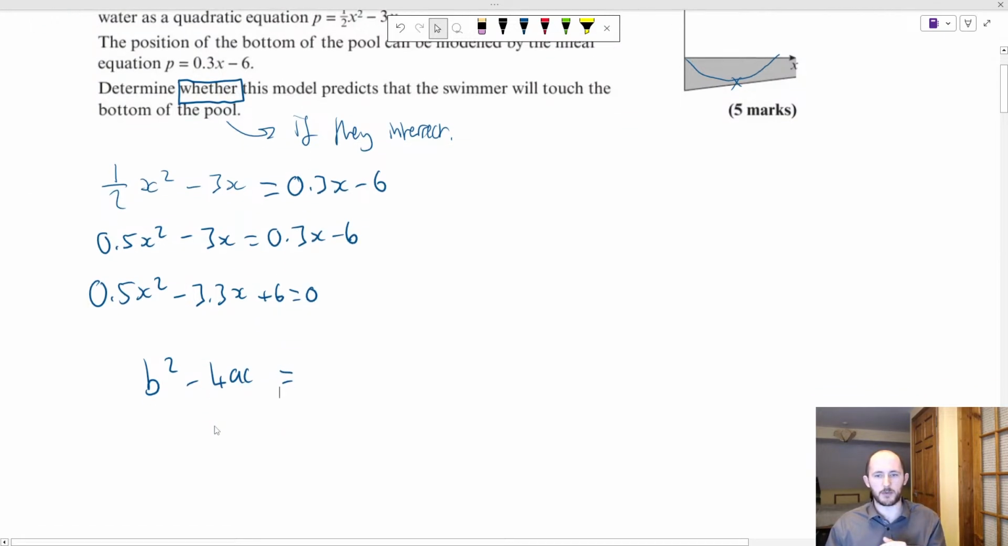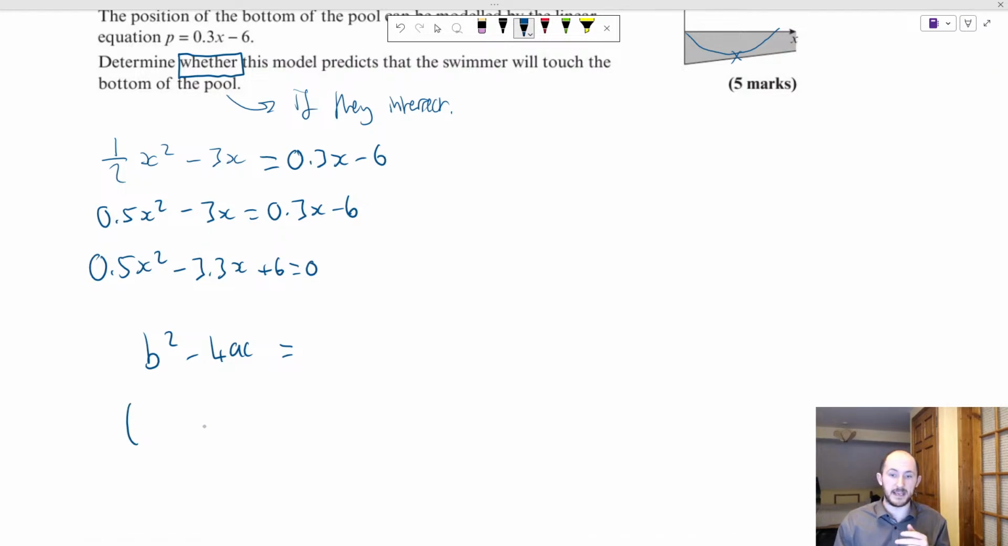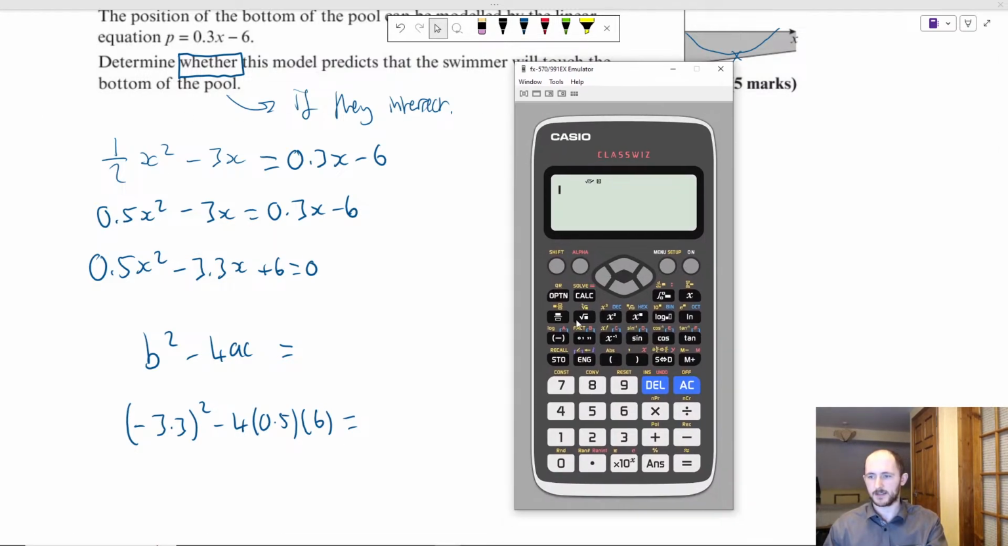Okay, so let's actually work out what the discriminant is. Well, b is going to be negative 3.3. So negative 3.3 squared minus 4, a is 0.5 and c is 6. So let's see what that gives me. And again, I'm just going to shove it in my calculator because it's all calculator exams for A levels, so you don't even need to worry about doing the maths, at least mentally anyway. 4 times 0.5 multiplied by 6. And that gives me negative 1.11.